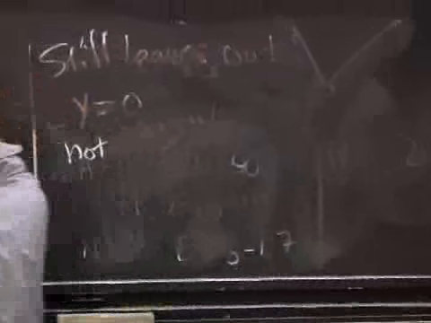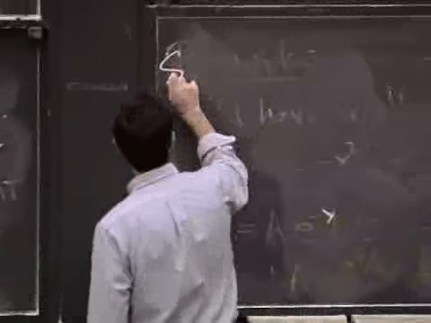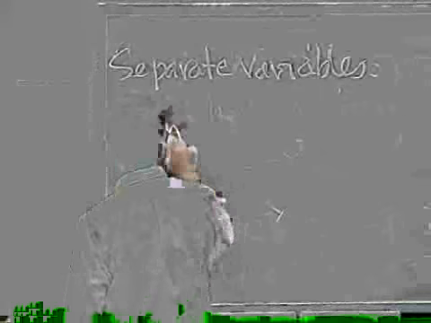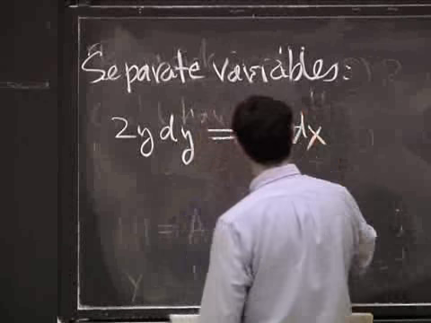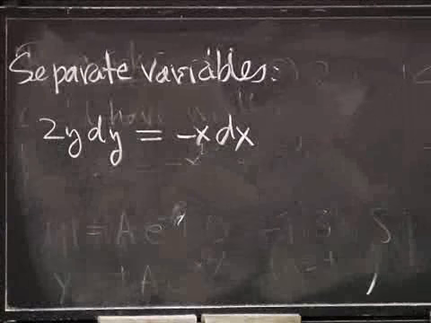And now I want to solve this one. Well, again, there's only one technique, which is we're going to separate variables. And we separate the differentials here, so we get 2y dy equals minus x dx. That's just looking at the equation that I have, dy/dx is equal to minus x over 2y, and cross-multiplying to get this.